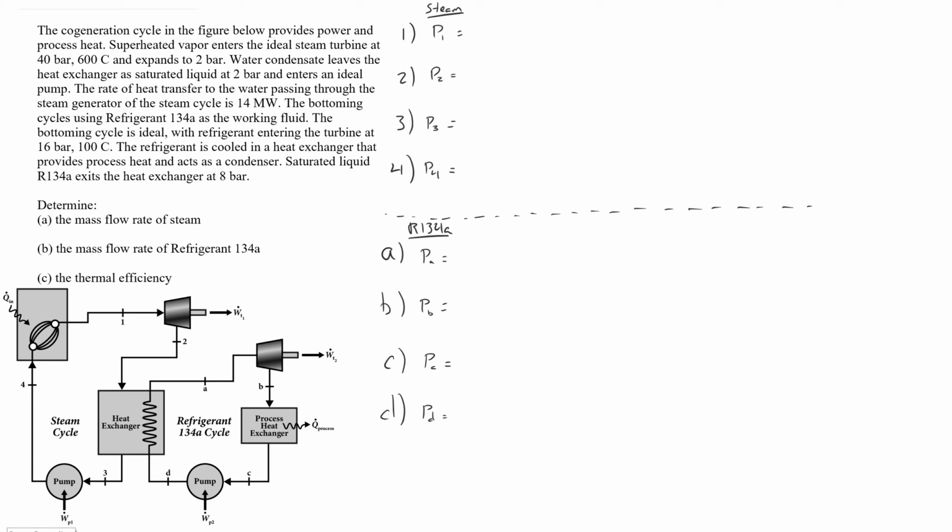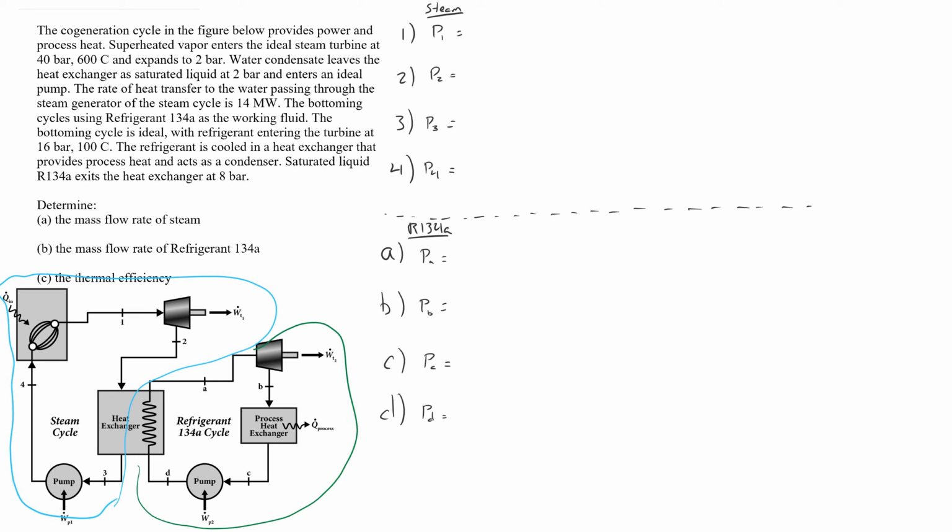In this example, we have a cogeneration cycle, which is essentially two cycles that are connected, in this case, by a heat exchanger. We've got a Rankine cycle that's using steam as a working fluid, our topping cycle, connected to a Rankine cycle using R134A as a working fluid, our bottoming cycle.